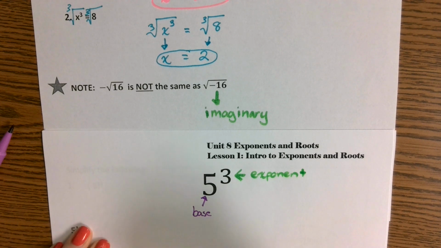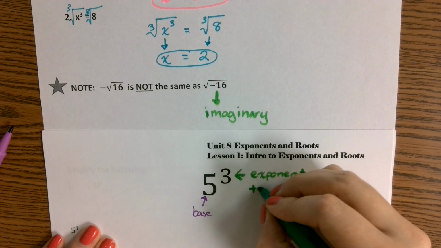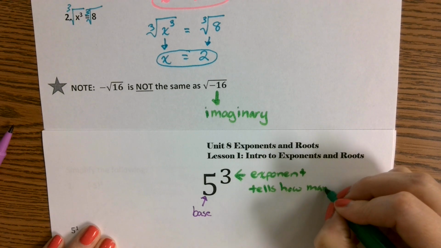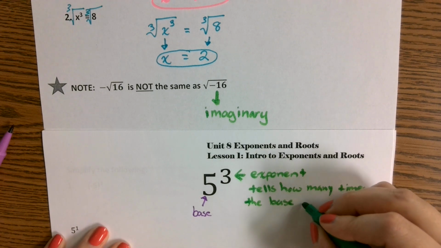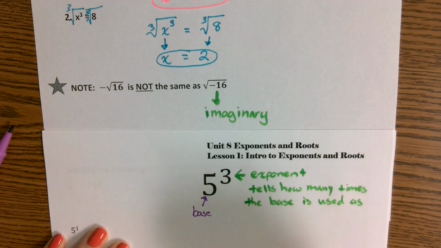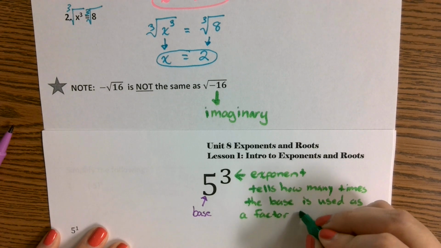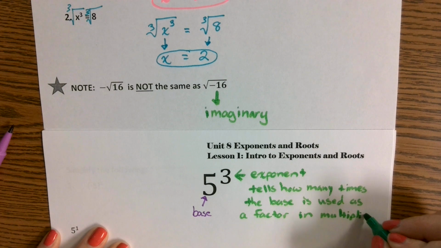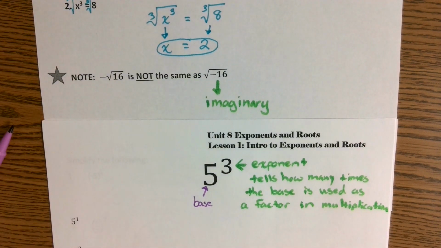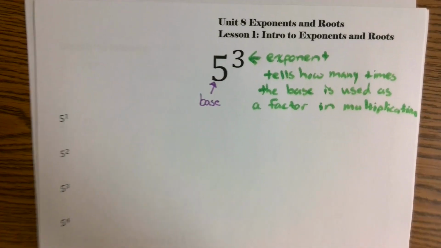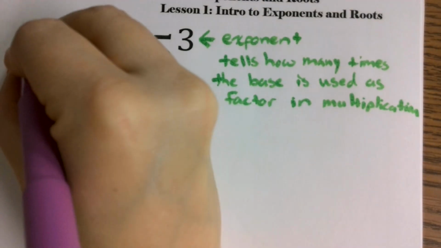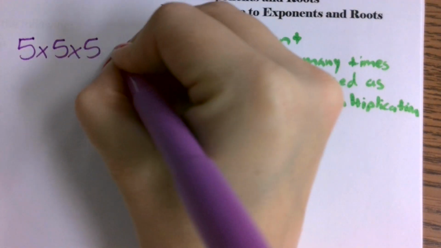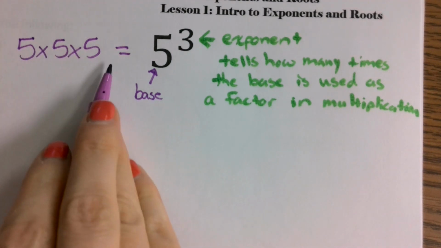And what the exponent tells us is how many times the base is used as a factor in multiplication. Okay, when you're multiplying these values over and over and over again, that exponent is telling you how many times to do it. So 5 to the third power originally was 5 times 5 times 5. We take the base and we're multiplying it by itself over and over again 3 whole times.